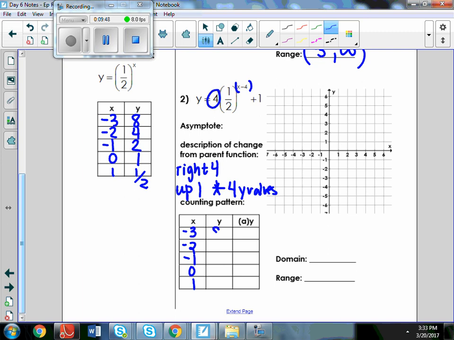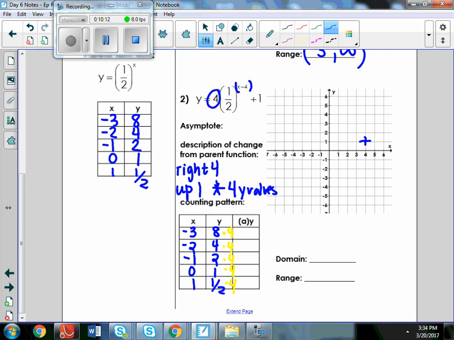So let's see, 8, 4, 2, 1, 1/2. So she's just giving you a little place to make that dilation and multiply these values by 4. Because that's all we're doing, we're changing the y values. So I would always go ahead and do the left, right, up, down first. So y'all said it's going to go right 4, 1, 2, 3, 4, and up 1.